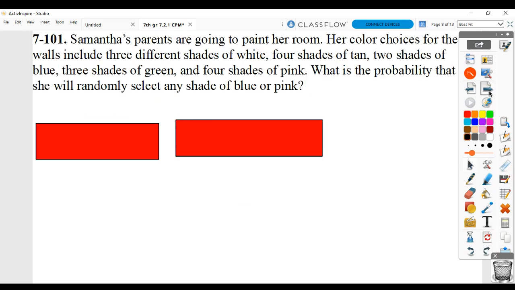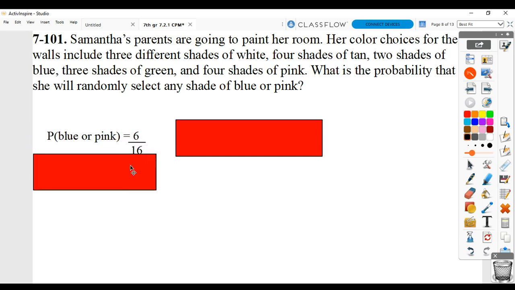For 7-101, Samantha's parents are going to paint her room. Her color choices for the walls include 3 different shades of white, 4 shades of tan, 2 shades of blue, 3 shades of green, and 4 shades of pink. So what's the probability she would randomly select any shade of blue or pink?